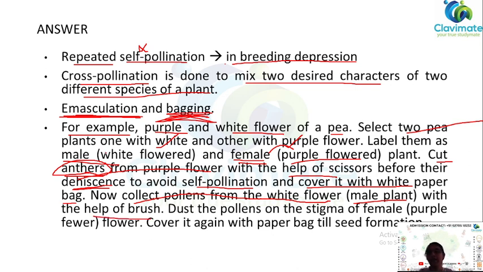Because you have made the white flower the male one, you have to collect pollen from the white flower and dust the pollen on the stigma of the female flower, that is the purple flower. You have to cover it again with a white paper bag, so that sunlight can enter. Cover it with the paper bag until seed formation, so that you will get a cross-pollinated seed.